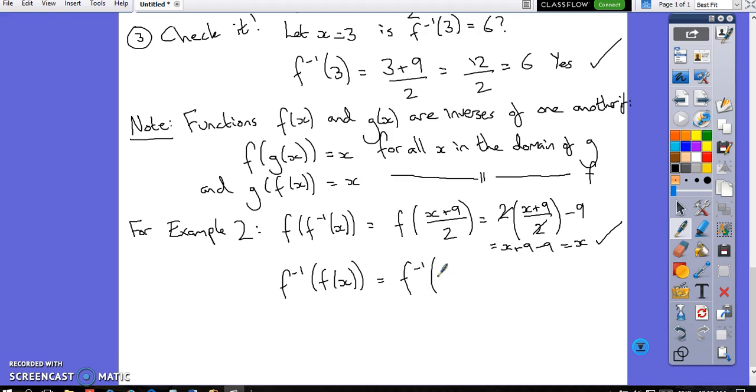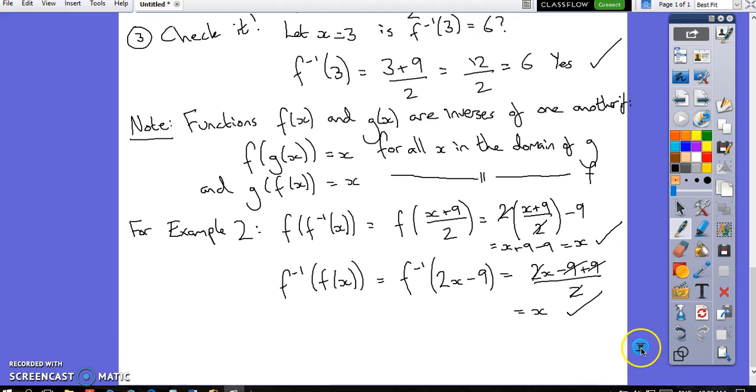f to the minus 1 of 2x minus 9, which is 2x minus 9 plus 9 over 2. These cancel. Then after these have gone, I can cancel these 2's. I just get x out. Yes. So it works for example 2. And actually this is a much better way of checking it than just using the numbers.